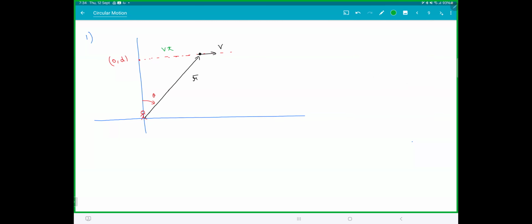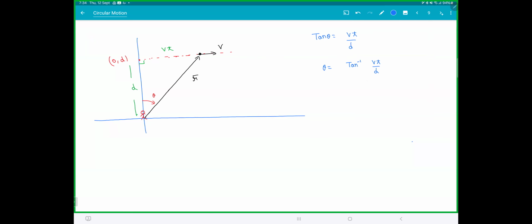This length will be v into t, and this length is d. It is just a right angle triangle. So we can simply say tan theta is equal to vt by d. And you can simply say angular displacement is tan inverse vt by d. That will do. That's it. There's nothing more to do there.